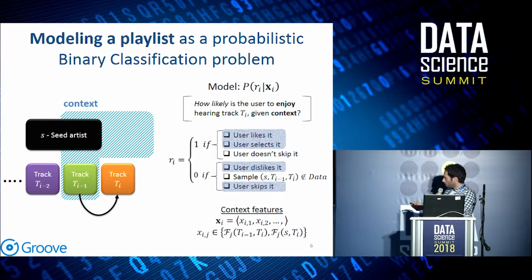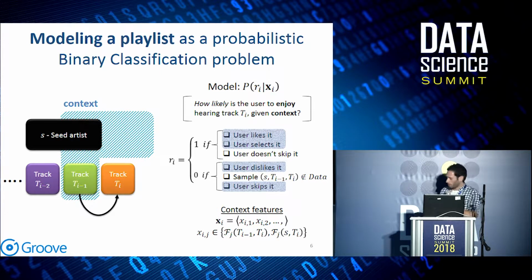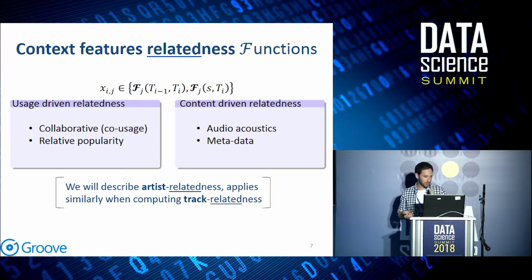The context features that we use are essentially a set of features computed on either the combination of the last track with the current track, or a combination of the seed artist and the current track. So what are these features that we compute? Context features can generally be divided into two categories: one is usage-driven relatedness, and the other is content-driven relatedness.